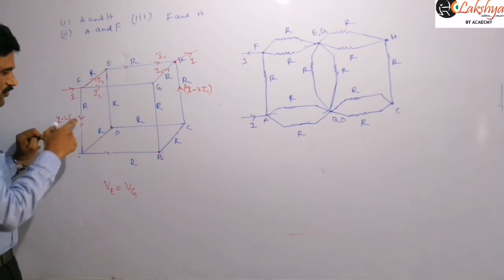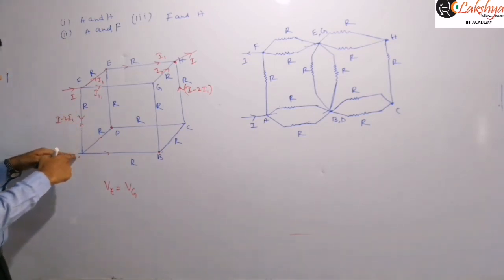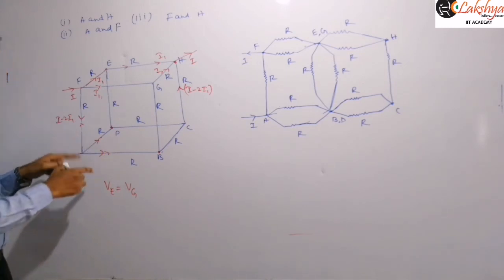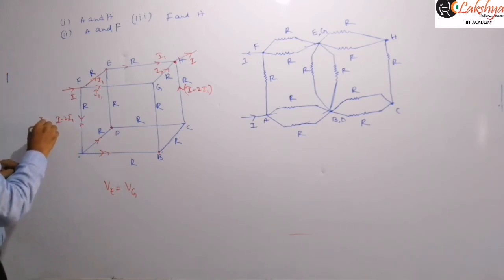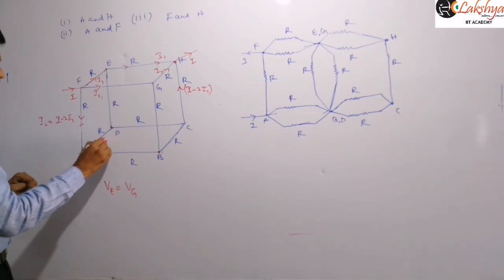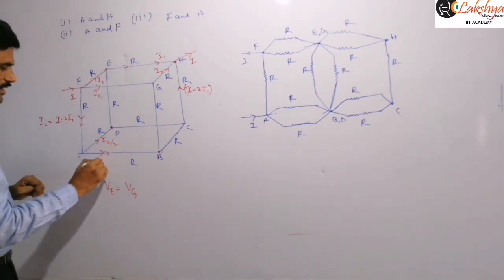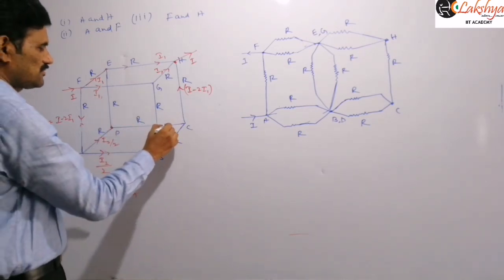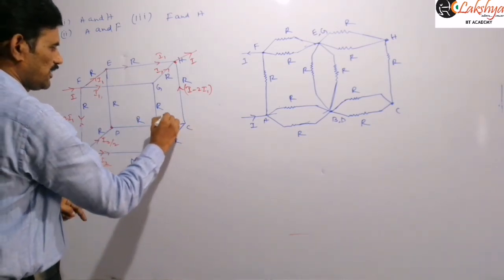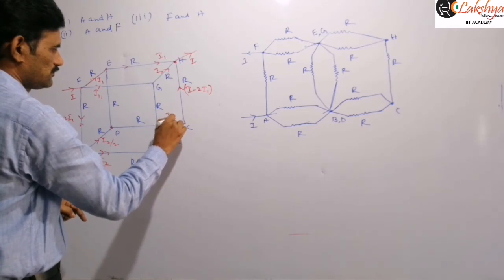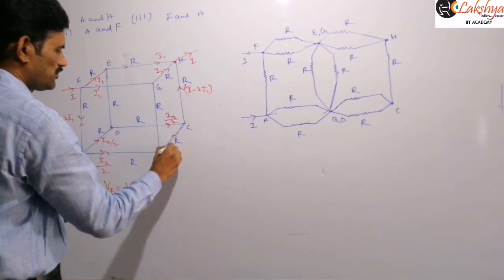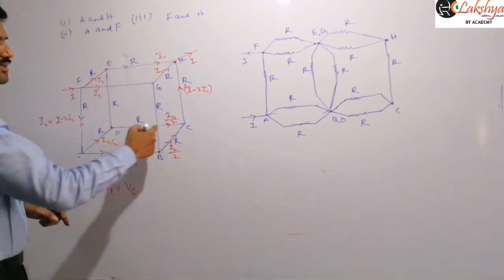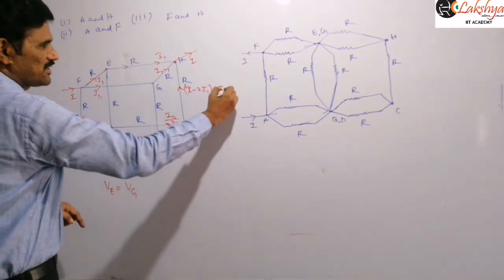Even if you consider the current I minus 2 I1 coming here, it will divide equally among those paths. Suppose I take this current as some I2. Then here the current will be I2 by 2, and here also the current will be I2 by 2. That current will join here, and this is also I2 by 2. Here also the current is I2 by 2, half of this. That current will join here, and so you will get the total current as I2.